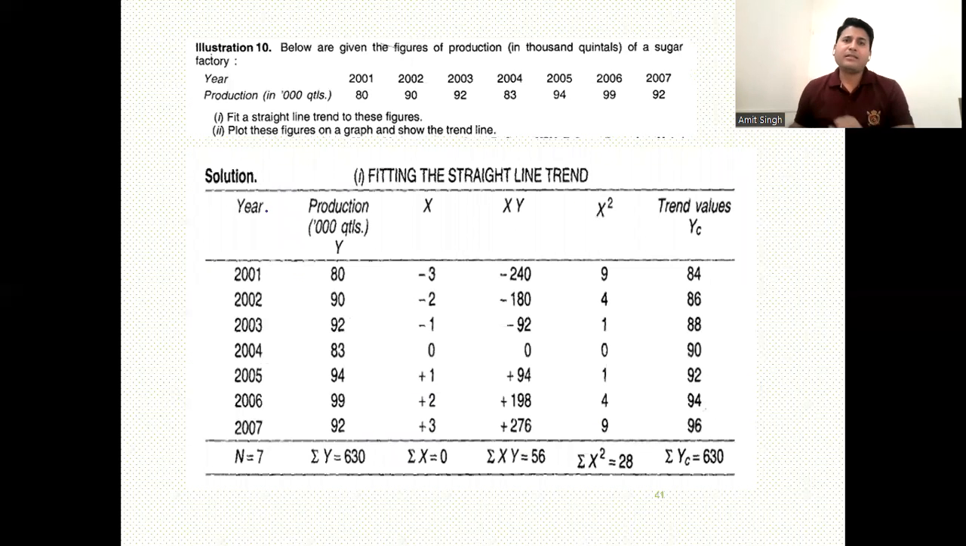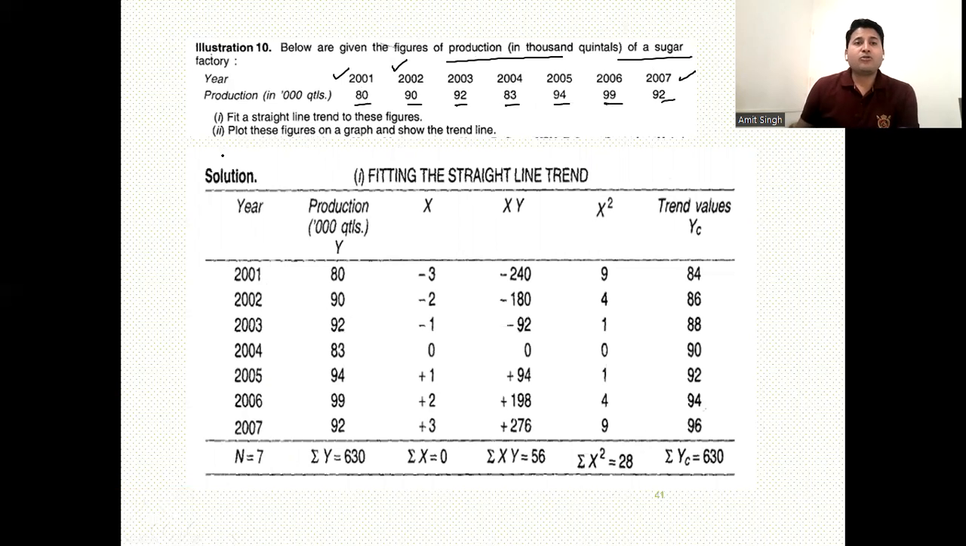This is the example, let us see what it says. Below are given the figures of production of sugar in a factory in 2001, 2002, 3, 4, 6, 7. Their production is also given to us. We have to fit a straight trend line for these figures. Also plot these figures on the graph for more clarity.